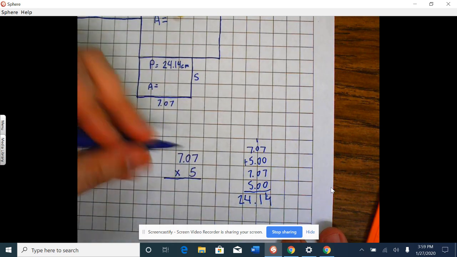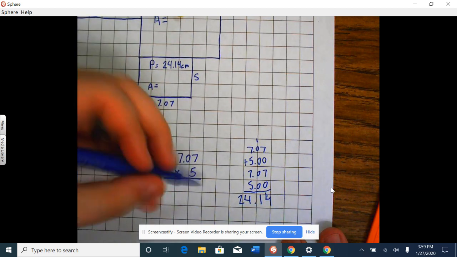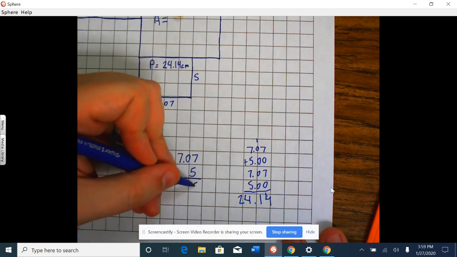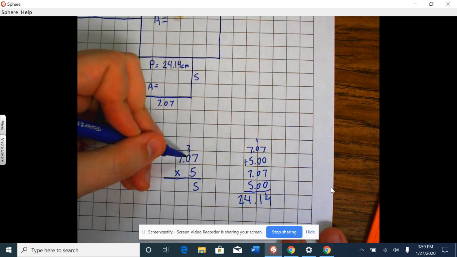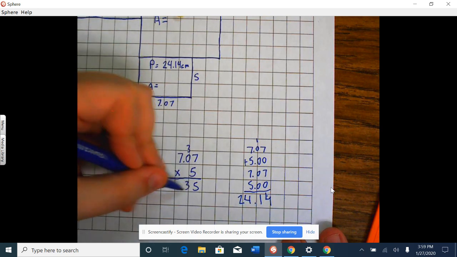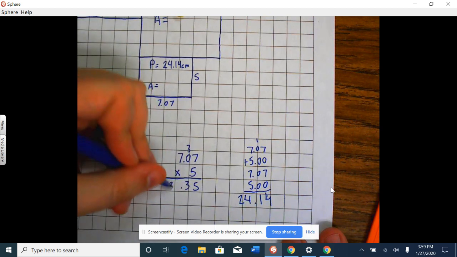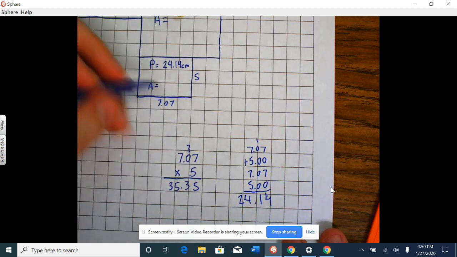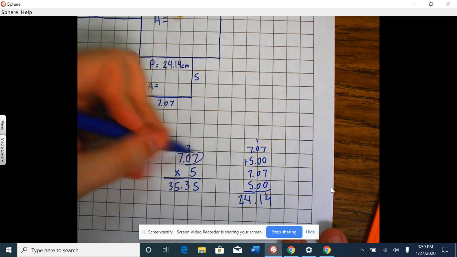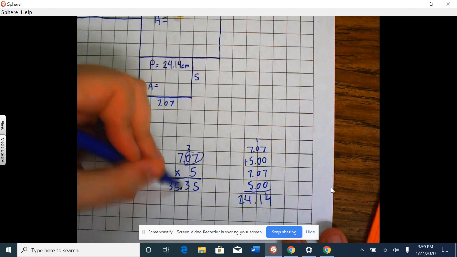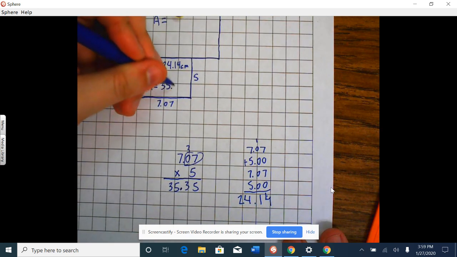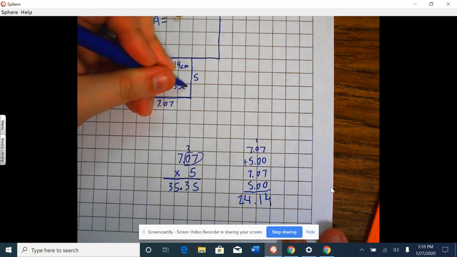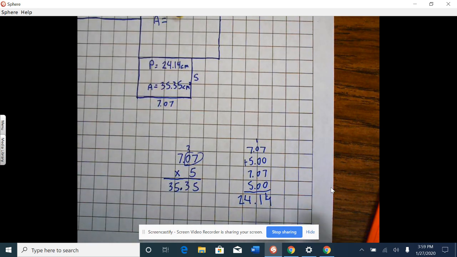Remember, normally we'll just multiply this like they're two whole numbers. So 7 times 5 is 35. 5 times 0 is 0, plus 3 is 3. 7 times 5 is 35. There were two numbers behind the decimal, which means my answer has two numbers. So the area there is 35.35 centimeters squared. Okay.